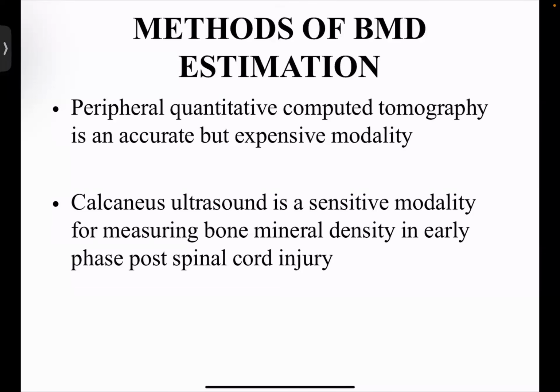So what are the other methods of BMD estimation? This is the peripheral quantitative computed CT scan. That is very accurate, but it is expensive and involves more ionizing radiation. Calcaneus ultrasound is also a sensitive modality for measuring bone mineral density in the early phase of post-spinal cord injury.